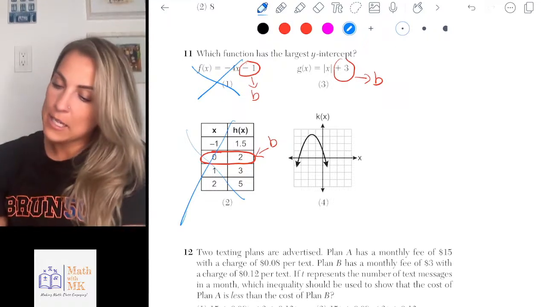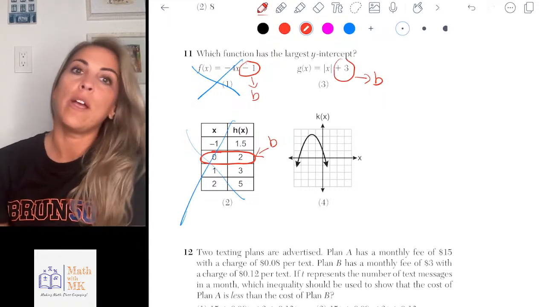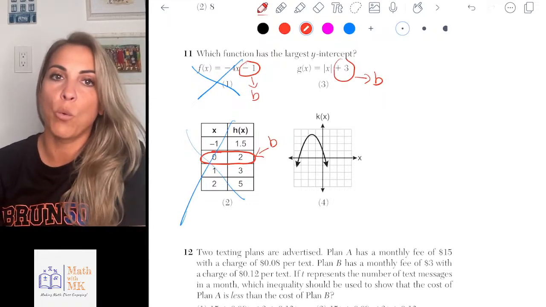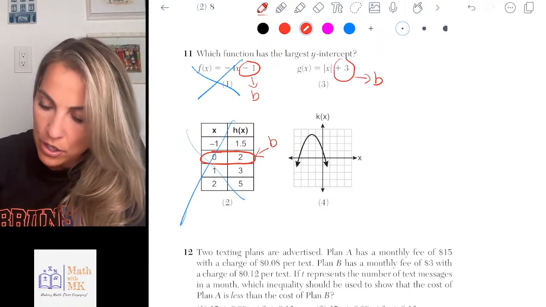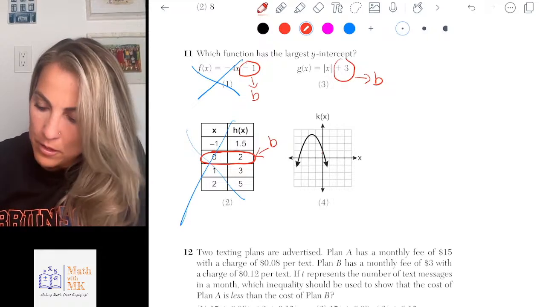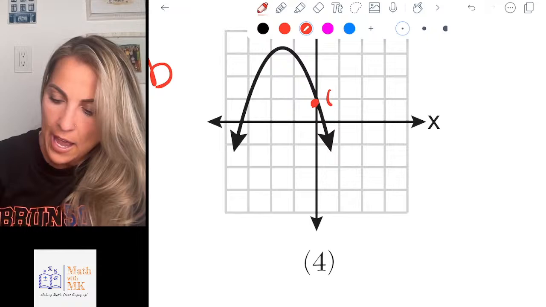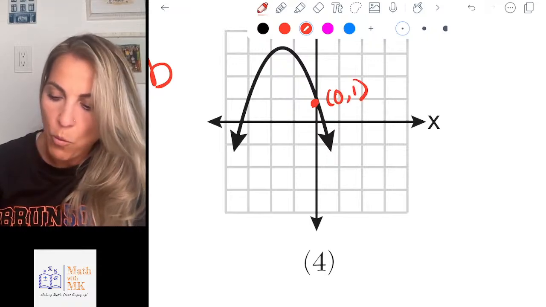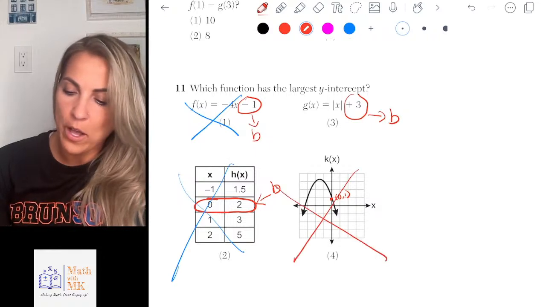All right, and lastly, I'm looking at answer choice number 4 for the y-intercept. It is the point where this curve is going to cross the y-axis. So where does this parabola cross the y-axis? It occurs right here. Sorry, let's zoom in on this. It occurs right here, which looks like it's at or around (0, 1). So the y-intercept there is 1, which means that this answer choice is out as well.